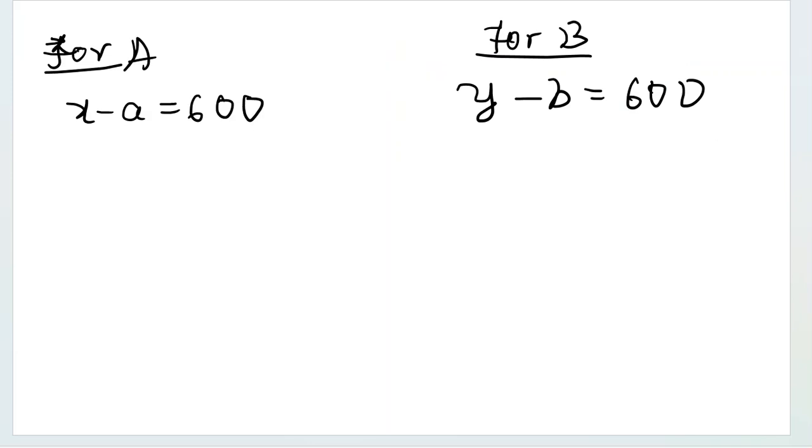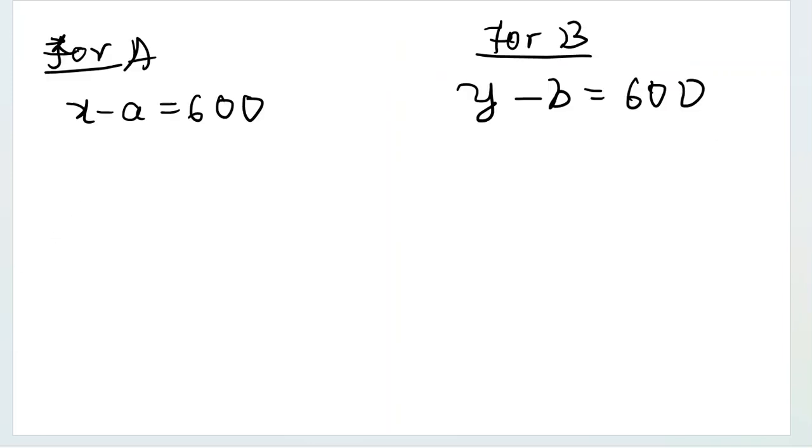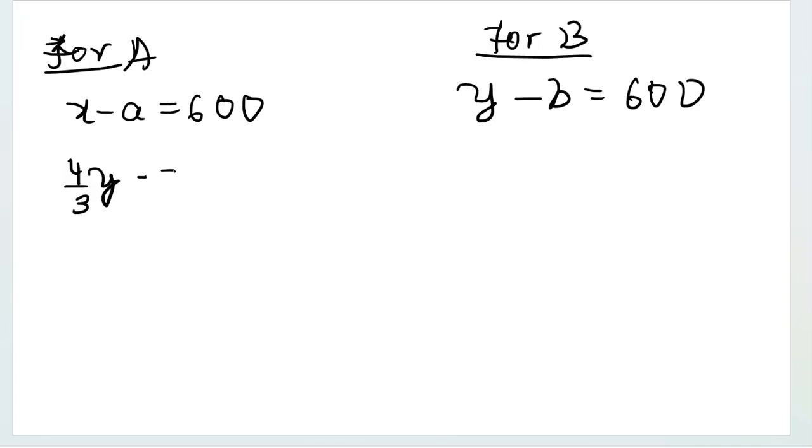Now we use both our trump cards. Our trump card is saying X is 4 upon 3 Y, so instead of X, we write 4 upon 3 Y. The other trump card is saying A is 3 upon 2 B. So 4 upon 3 Y minus 3 upon 2 B is 600. This we cannot do anything about, so we keep it as it is.